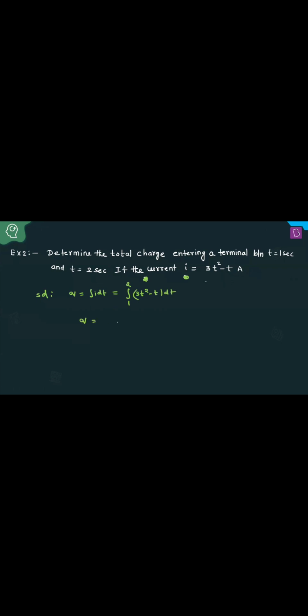Then what is q equal to? Integral 1 to 2 of 3t square dt minus integral 1 to 2 of t dt. What is the integration of t square? t cube by 3, with limits 1 to 2. What is the integration of t? t square by 2, with limits 1 to 2. The 3 and 3 cancel: 2 cube minus 1 cube, minus 2 square minus 1 square, divided by 2. That is 8 minus 1, minus 1 by 2 times 4 minus 1.